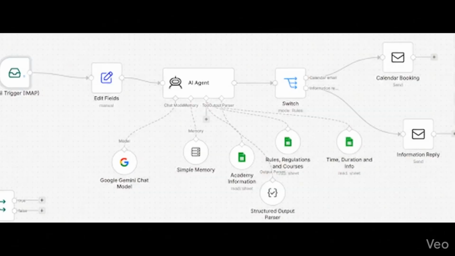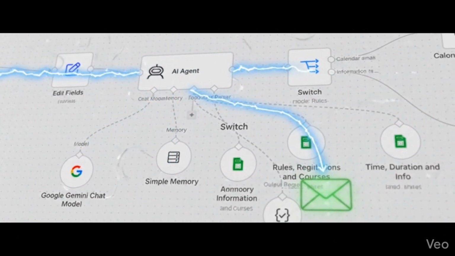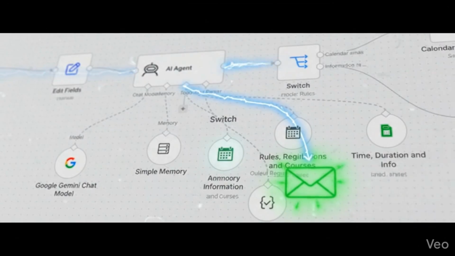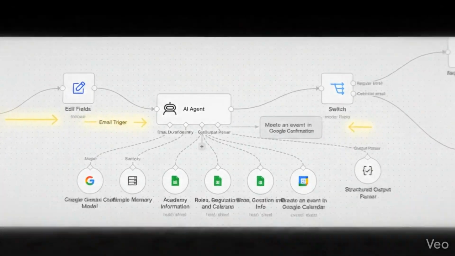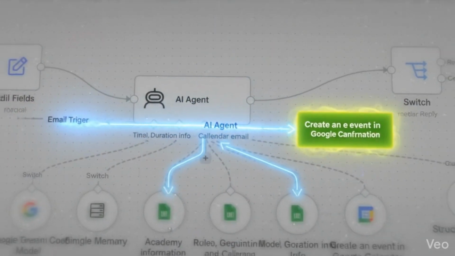Stay right here, because in the next 15 minutes, I'm going to show you how to build an AI agent that reads every single email your business gets, looks up your pricing, your schedule, your rules, and replies back automatically. No human needed. And if someone asks to book an appointment, it will check your calendar and confirm the booking all by itself. This is not a demo. This is a real working agent that I use. And by the end of this video, you will have it too.